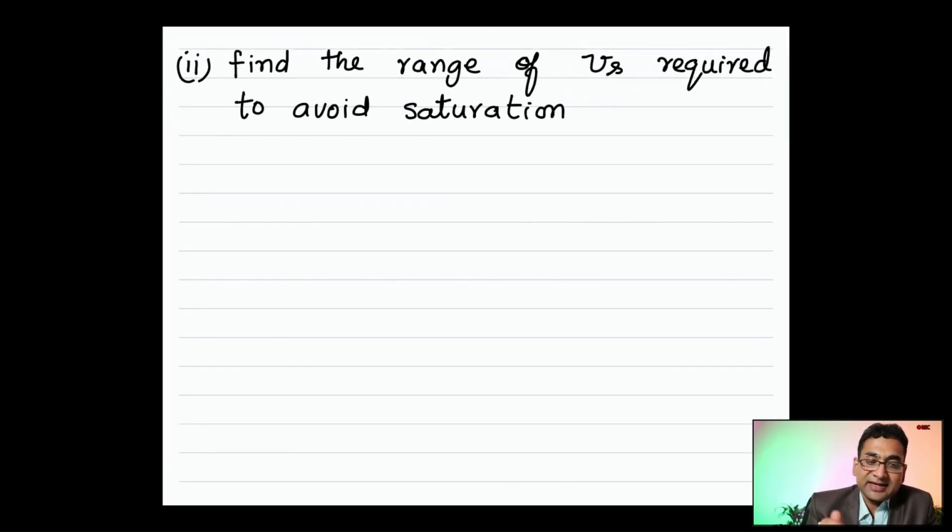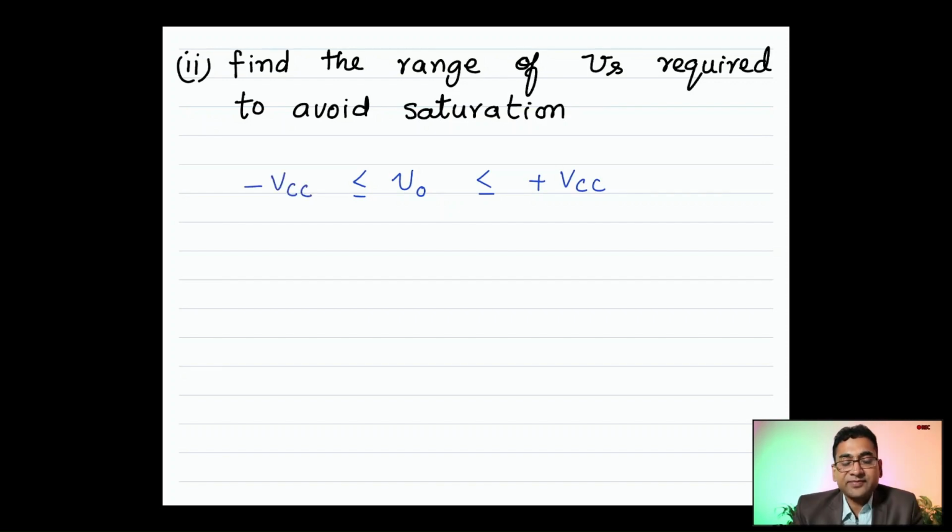The idea is, if you think about it, as long as V output is in between plus VCC and negative VCC, then you are in linear region. If not, you are in saturation region. So this is the condition that ensures linear region of operation.